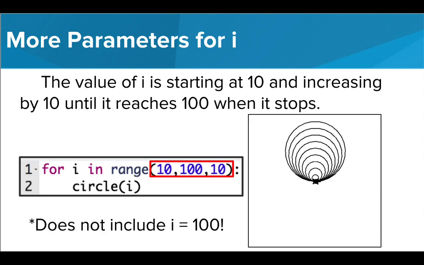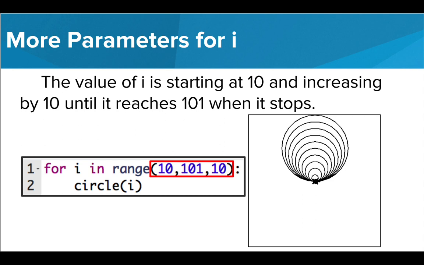This code is creating a loop where i starts at 10, goes up to 100, and increases by 10 each time. The value of i is controlling the radius of the circles being drawn. So the first circle Tracy draws has a radius of 10, and then i increases by 10 and becomes 20. The value of i keeps increasing this way, 10, 20, 30, 40, until it reaches 100 when it ends. 100 is not included in our loop, so if we wanted our final circle to have a radius of 100, we'd need to make the ending value greater than 100.